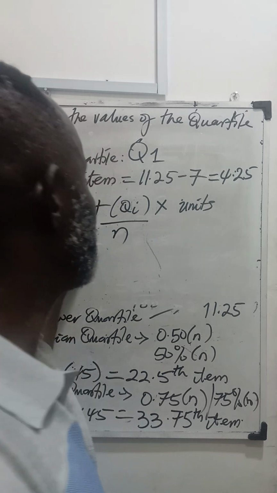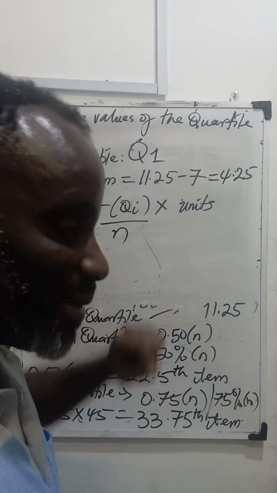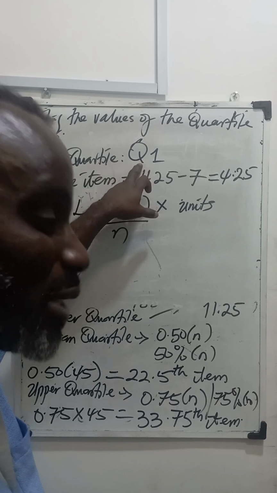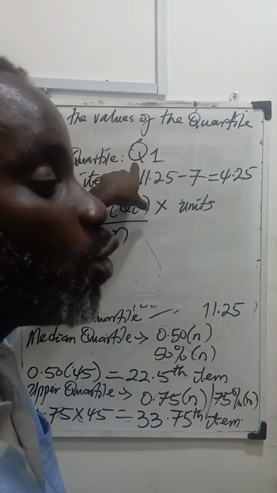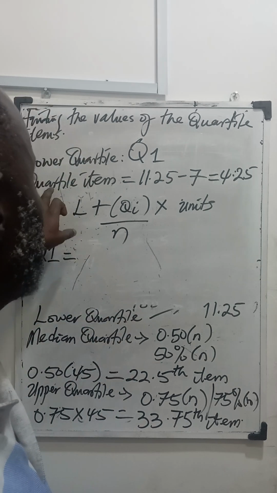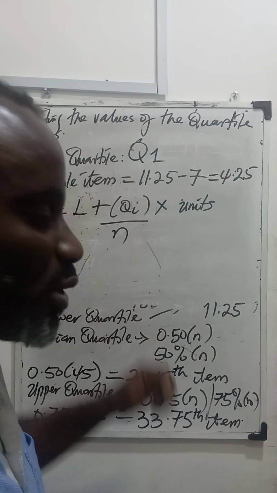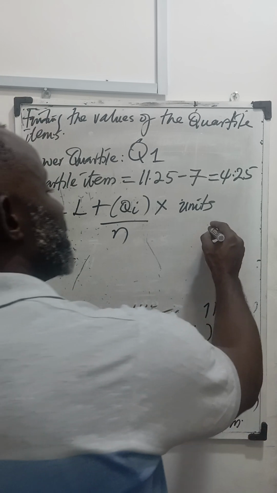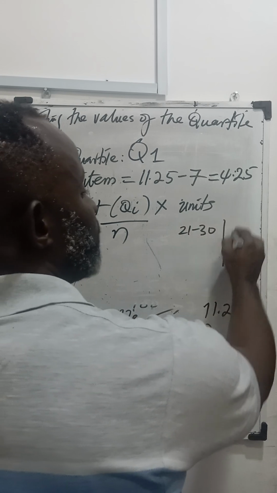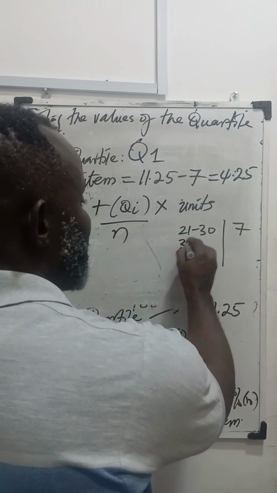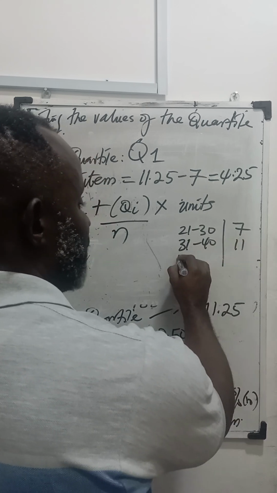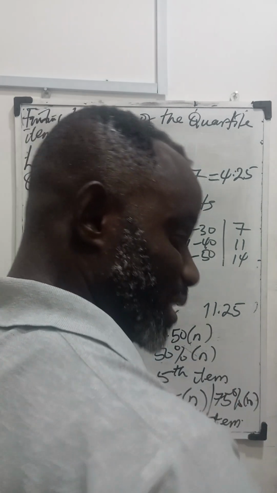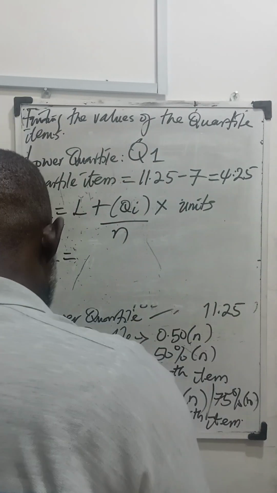So I've brought up the formula, and I was explaining what each part stands for. The lower quartile we denote with Q1. Do you get my formula? Remember, when we solved to get the lower quartile, we got 11.25. So I brought out the table again. 21 to 30, we had 7. 31 to 40, we had 11. 41 to 50, we had 14, and so on. So we are following the table. In case you see me bring up numbers, you know where I'm getting them from.